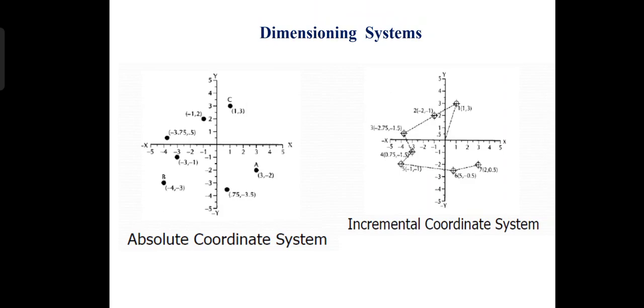These are the dimensioning systems of the coordinate system. Here we can use two methods of programming: one is absolute programming and the second is incremental programming. In absolute programming, we use a coordinate system from a single start point, whereas in incremental programming, the value of the x-axis and starting point is reset to 0 as it moves to the next point.